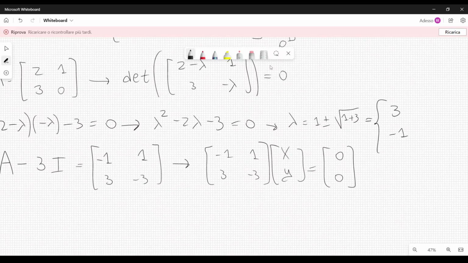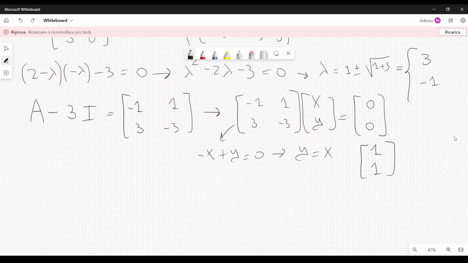And this system has a determinant equal to 0, and so you can see that this matrix has a determinant equal to 0. It's easy to see. Therefore, you will only find one independent equation from this system of two equations, and this equation is minus x plus y equal to 0, which means that y is equal to x. So you can choose, for example, the following eigenvector, 1, 1, because we know that y must be equal to x.